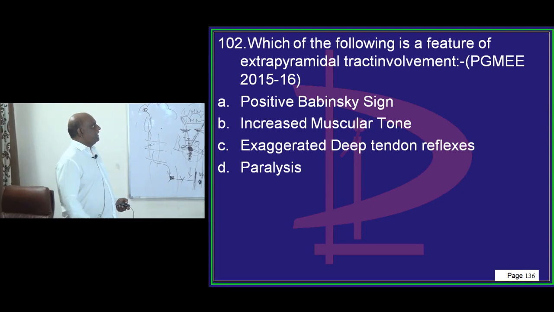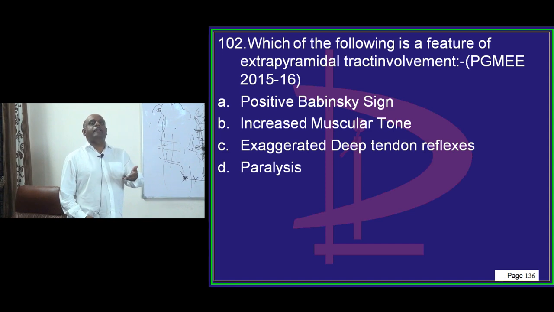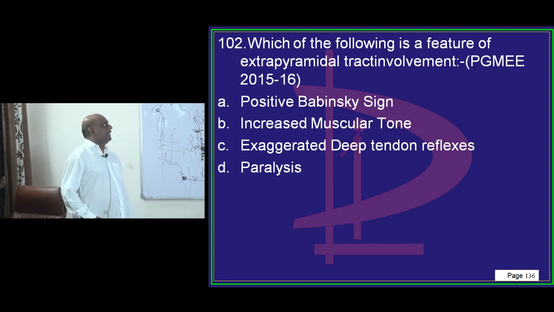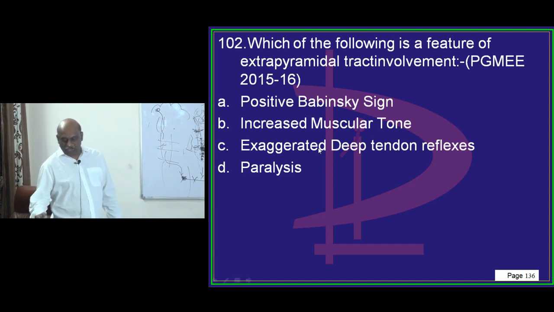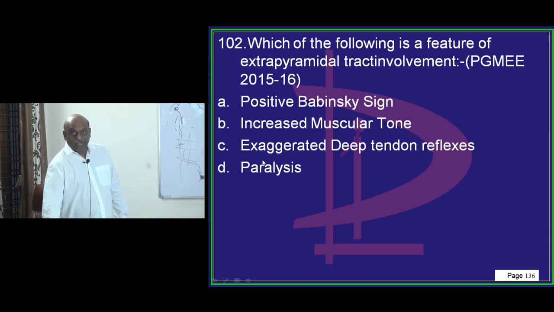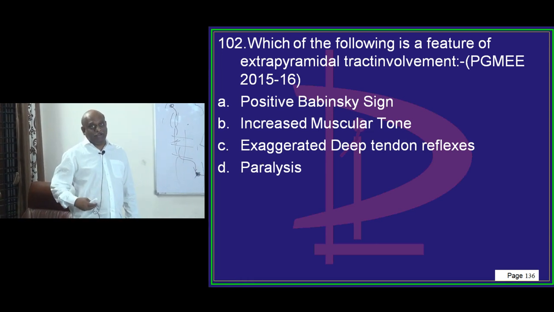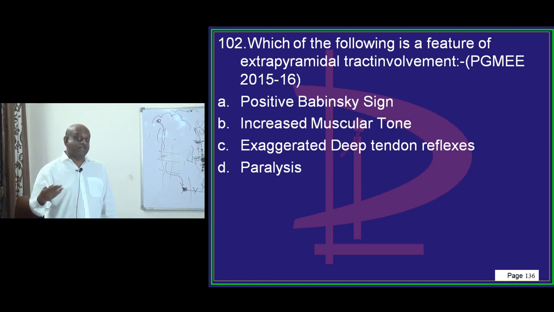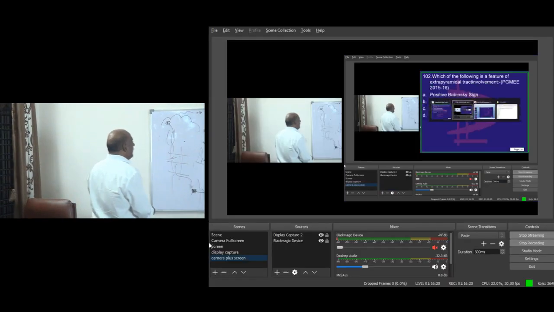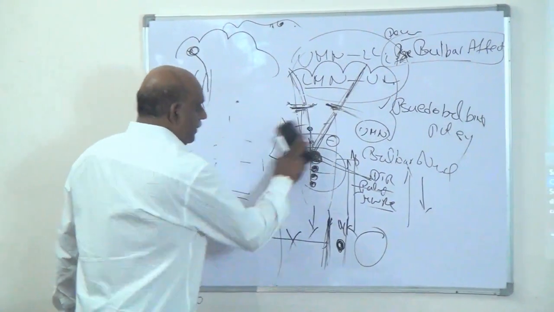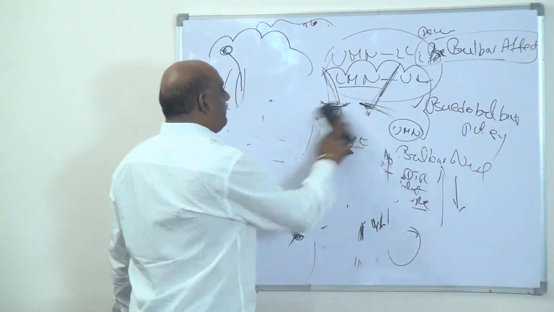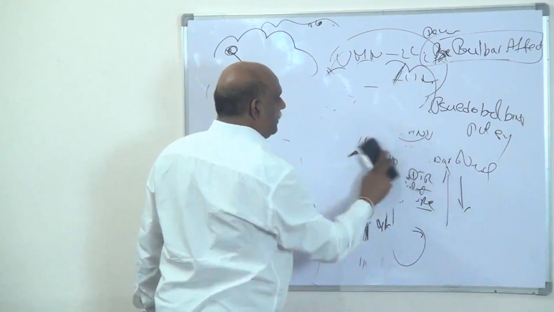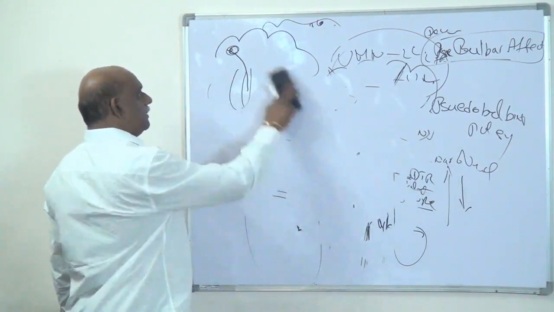What is a feature of extrapyramidal tract involvement is the examiner's question. Once more, doctor. Pyramidal is the corticospinal tract. What are those four tracts which are called extrapyramidal? It is a very, very important question. Those who attended the previous evenings, can you answer?